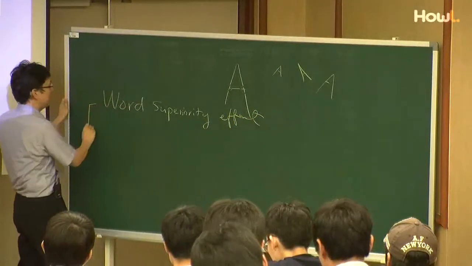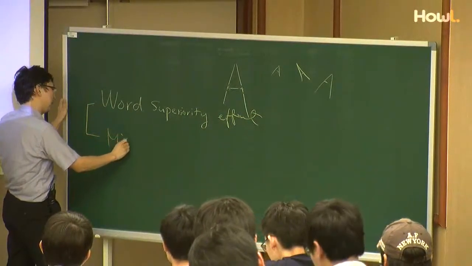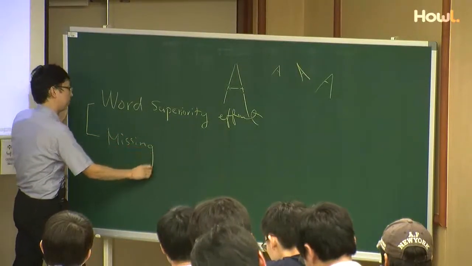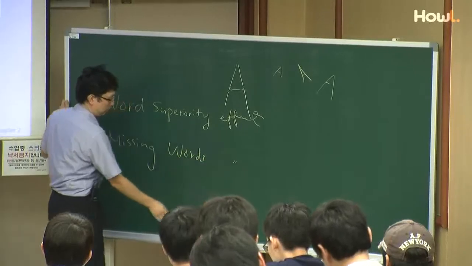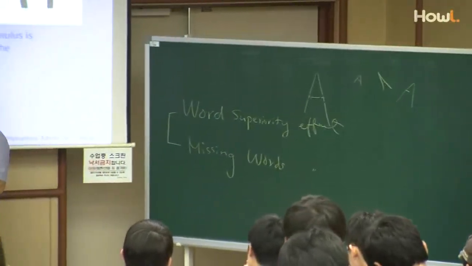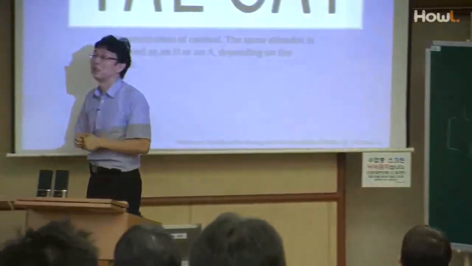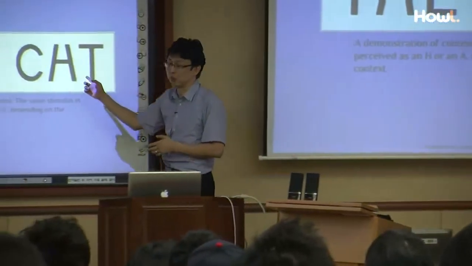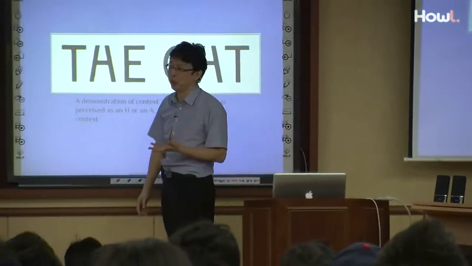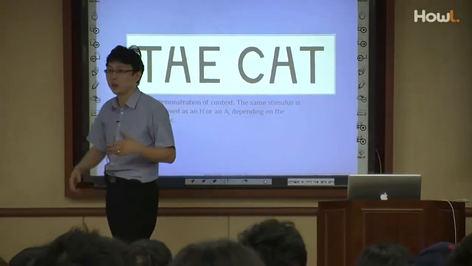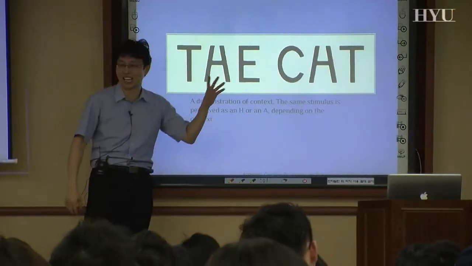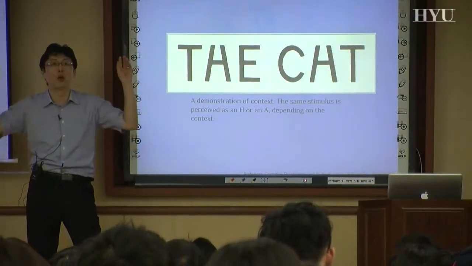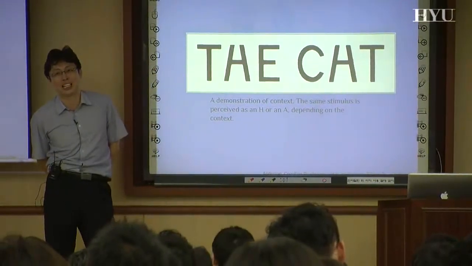And the other one is the missing word effect. These two things are in conflict. The first one is this example: word superiority over context. People can simply recognize this one is the cat. The word context lets you know this one is the cat.